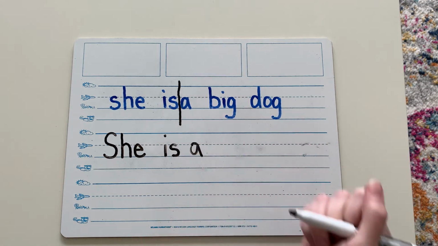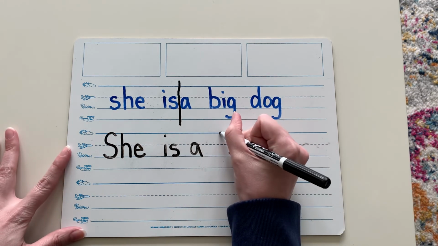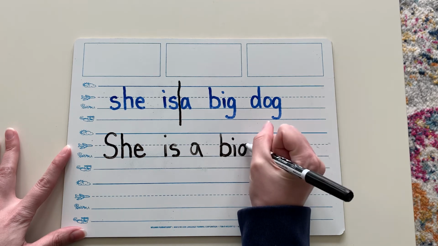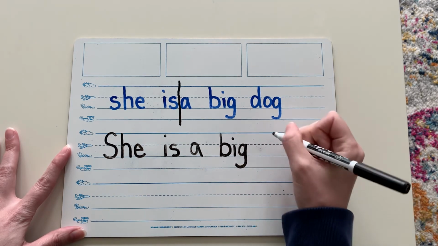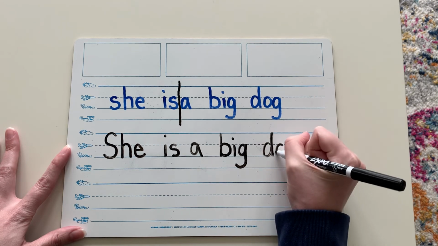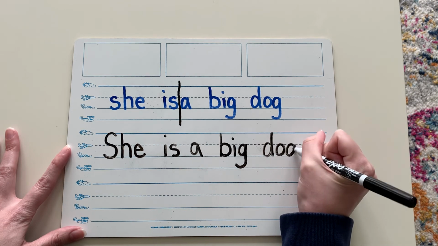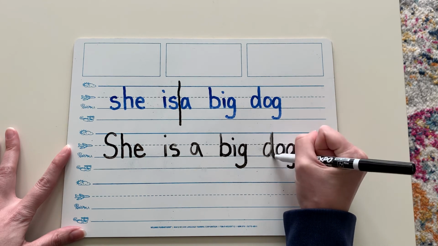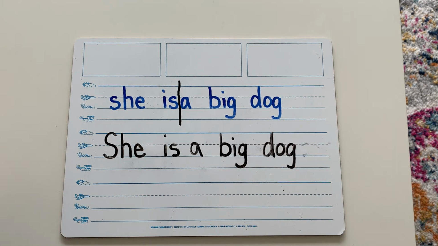A, big, B, I, G, dog. See how I'm making sure I have my spaces between all of my words. D, O, G. Ooh, my pen's getting all squeaky and it's starting to act crazy. There we go. We're used to that from class, aren't we?